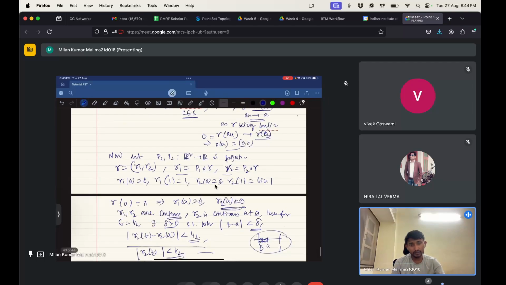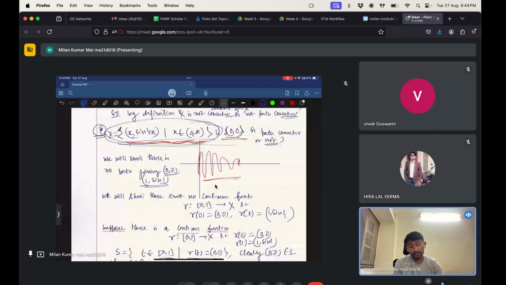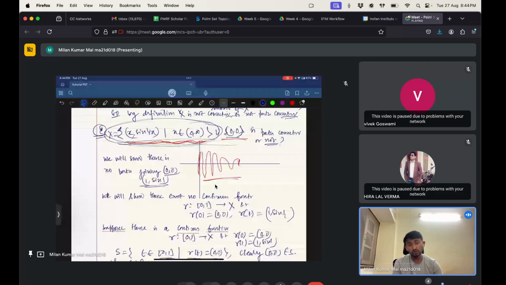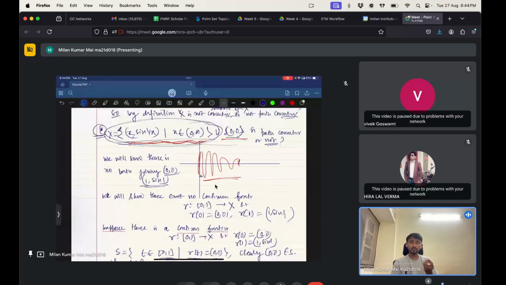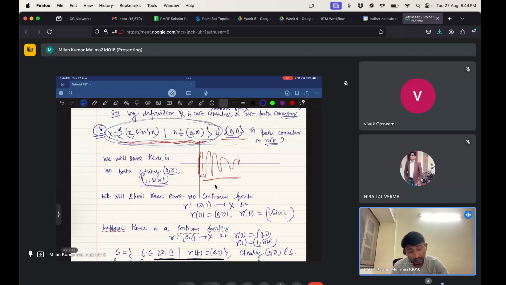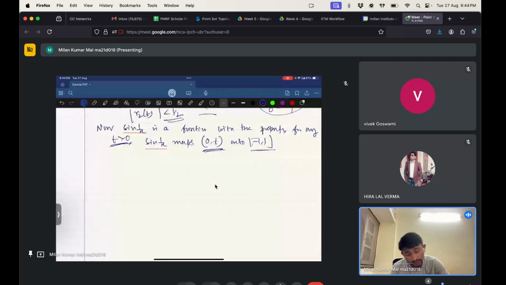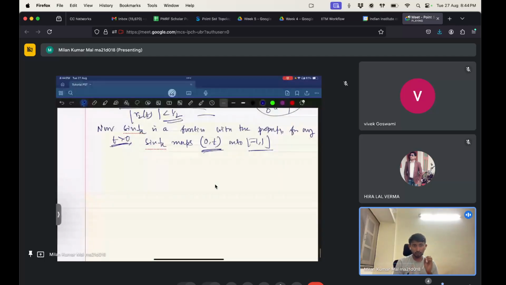Why? If you look at the graph I have drawn a few minutes ago, as much as we approach near 0, the function is still oscillating from minus 1 to 1. Whatever small delta I choose, however near to 0 I go, the function will oscillate from minus 1 to 1. Suppose this is the sine 1 by x curve. However small a portion of the x-axis I take, in that portion it will oscillate from minus 1 to 1.